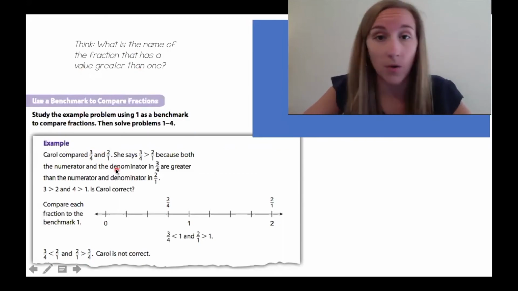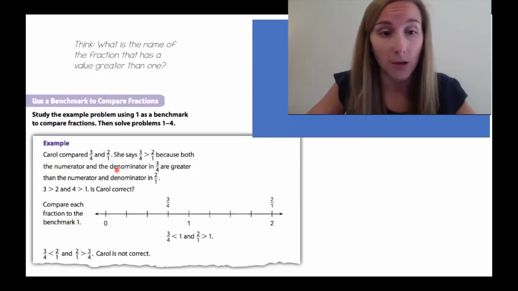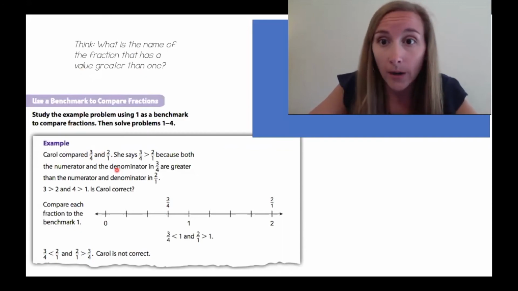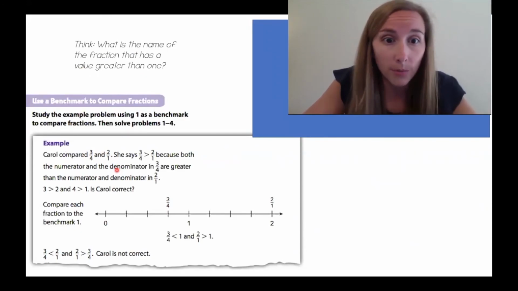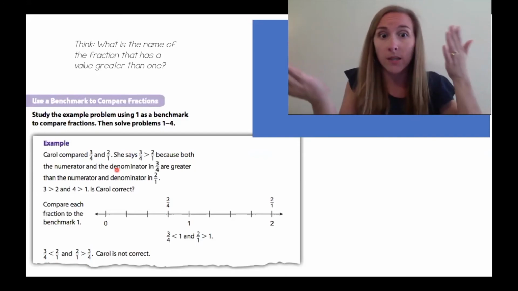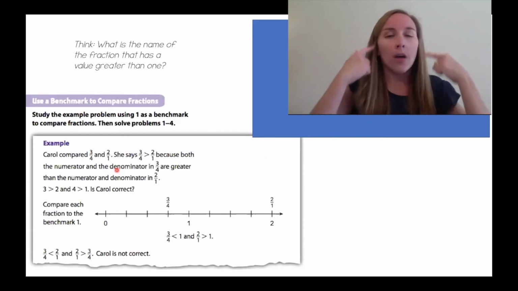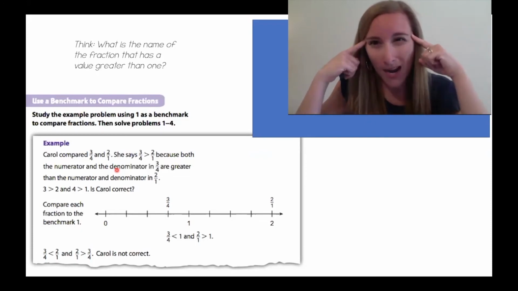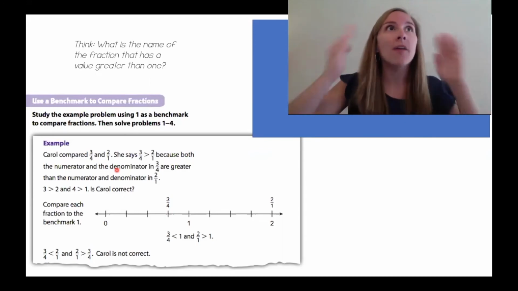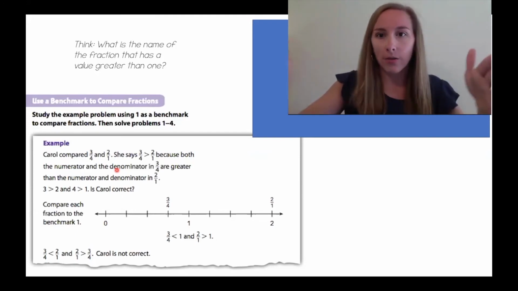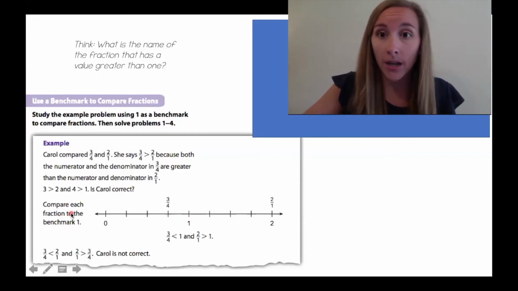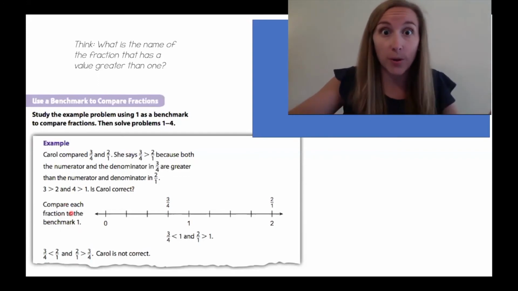Okay, well, think about Carol's explanation, her justification. She says that 3/4 is greater than 2 over 1 because the numerator and denominator in 3/4 are both greater than 2 and 1. She's saying, well, 3 and 4 are bigger than 2 and 1, so 3/4 has to be bigger. The justification there isn't correct, right? I can't just pick the numbers and say, oh, those are bigger numbers, so it has to be bigger. You have to think about what part of the whole it is really talking about. So we're going to compare both of these fractions to the benchmark fraction of 1 whole.